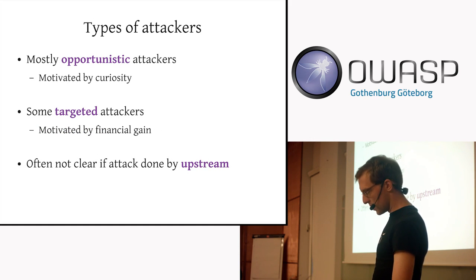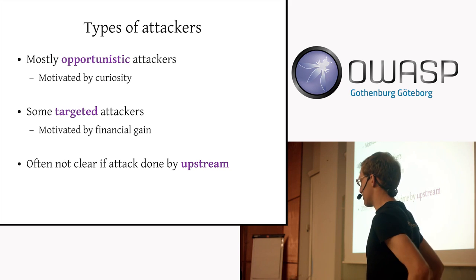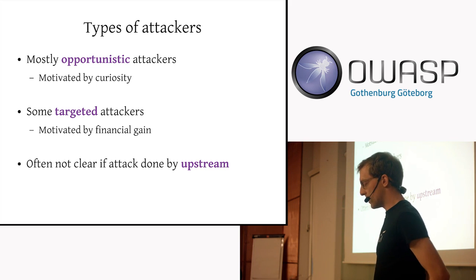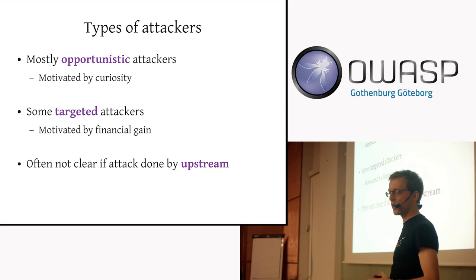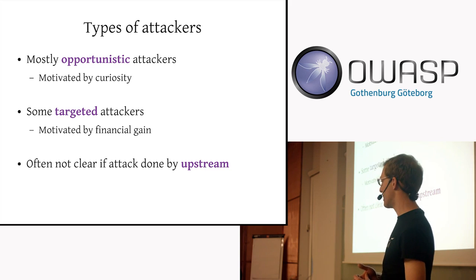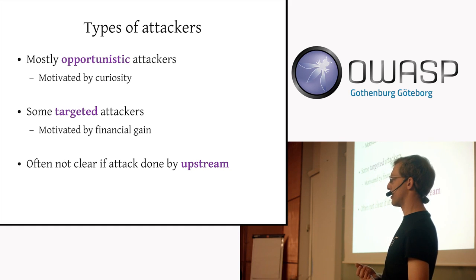And you might be wondering, what are the types of attackers we are facing? And I think you can classify them in 2 different types. What we often have is opportunistic attackers. We have people who are motivated by curiosity. They just hear in the news that it's possible to mess with Tor traffic in some way. And they just set up a relay, which, like I said, can take approximately 15 minutes. And then they see what's going on.